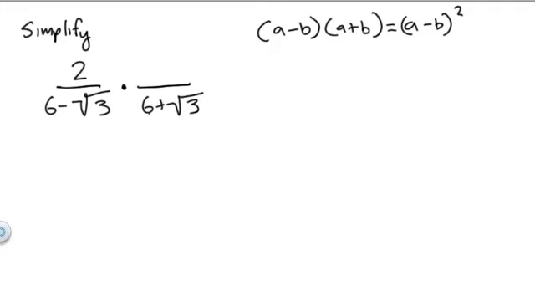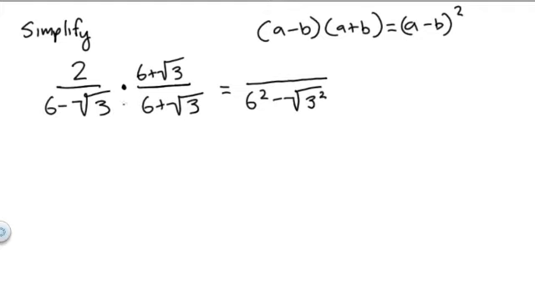So let's go ahead and multiply these. We got 6 times 6, which is going to give me 6 squared. And then we got negative square root of 3 times a positive square root of 3, which is going to give me negative square root of 3 squared. And that's what I have on the bottom so far. But remember that whatever we do to the denominator, we also have to do to the numerator. So let's go ahead and multiply 2 by 6 plus the square root of 3.